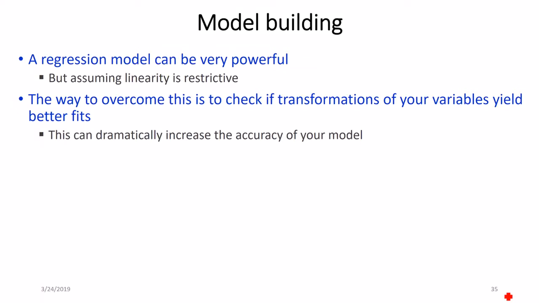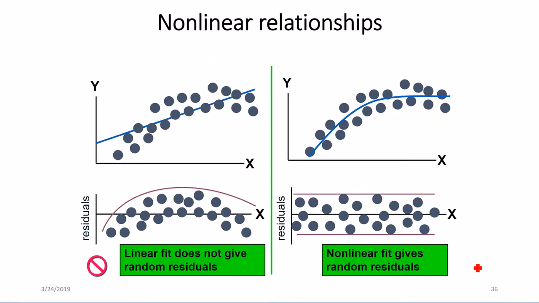A regression model can be very powerful, but the linear assumption is restrictive. What you can do is to see if transformation of some variables give better fits. Visually looking at the datasets, we can see that the relationship between y and x is not linear. So the linear fit does not give random residuals.